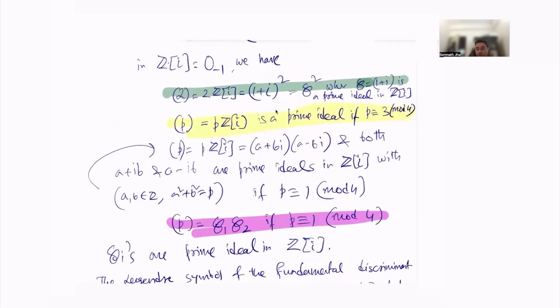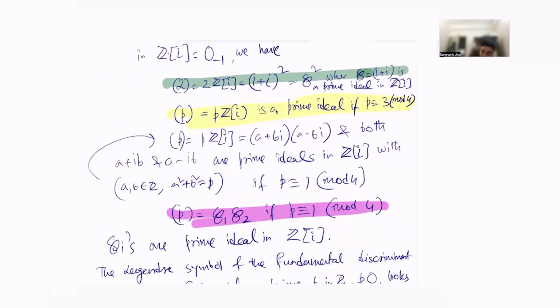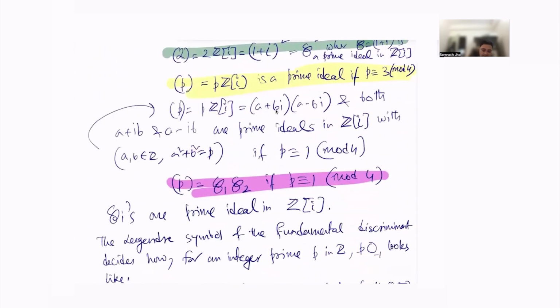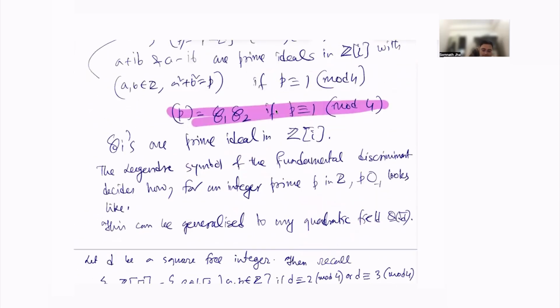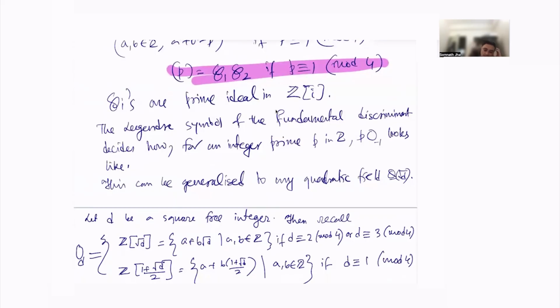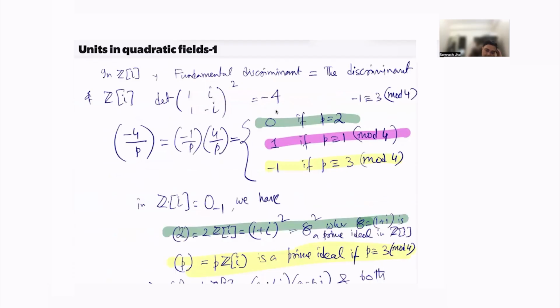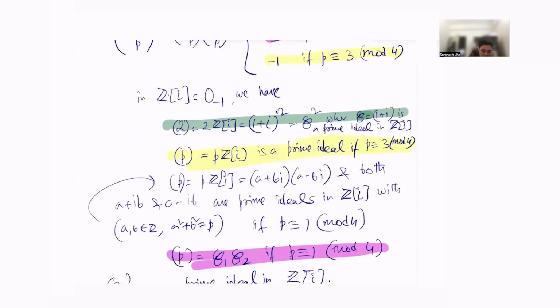So this quadratic reciprocity can be used to describe how the prime ideals below in Z behave in the quadratic field. So this is one thing which we will remember. Okay, so moving on to the next topic now, the main theme today: we want to study units, that is, units in quadratic fields we want to understand. Okay.